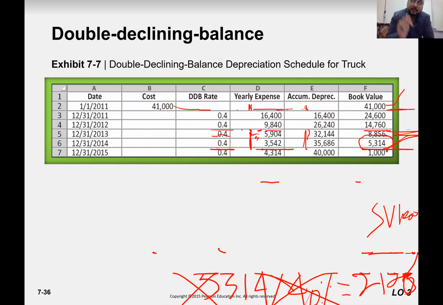So the small trick here is that in the double declining method, the last year depreciation is the plug number of book value minus salvage value. Simple.